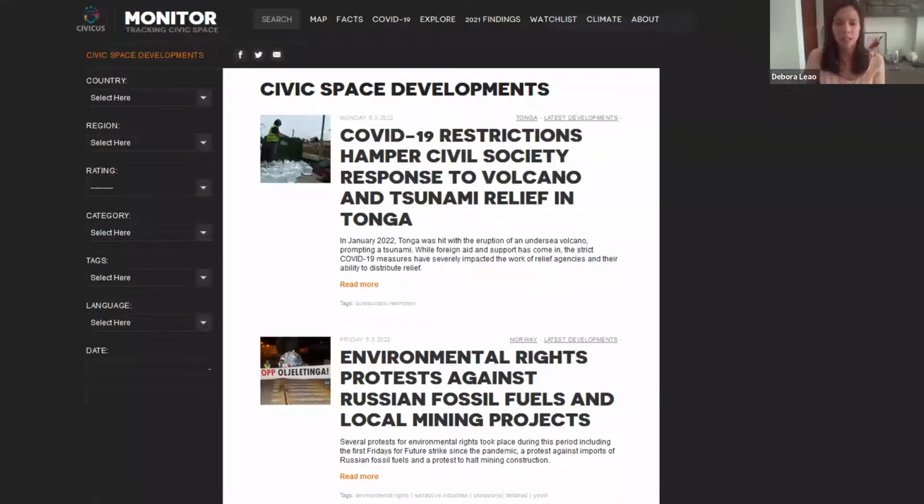And so what are these exactly? So one part of our work, as I said, is ratings. The other part is the analysis of what types of restrictions, what types of developments are affecting civic space, and who is being affected. So I got here an example from Colombia, which is a country I cover.